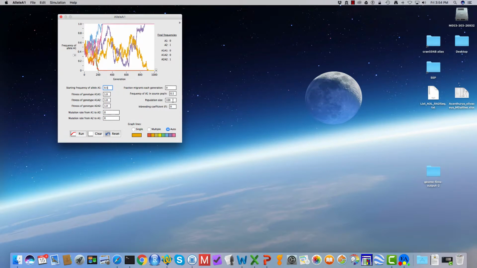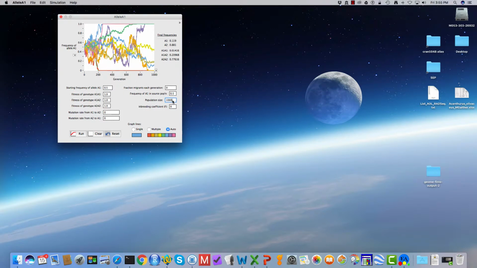Okay, what if we change the population size to 1,000? Do that, we're going to see that the alleles have a much greater chance of staying in the population. So they're staying a lot closer to their initial frequency. Okay, that one went to fixation. But they're staying closer to 0.5.